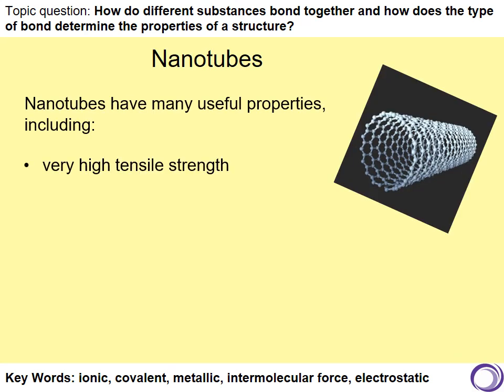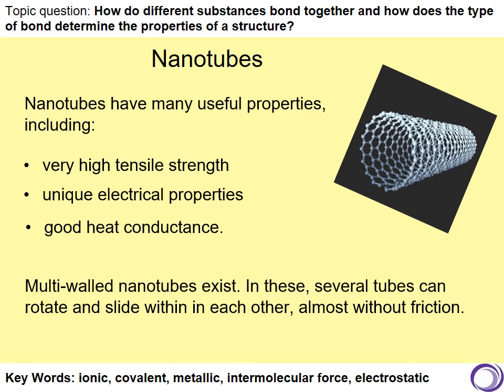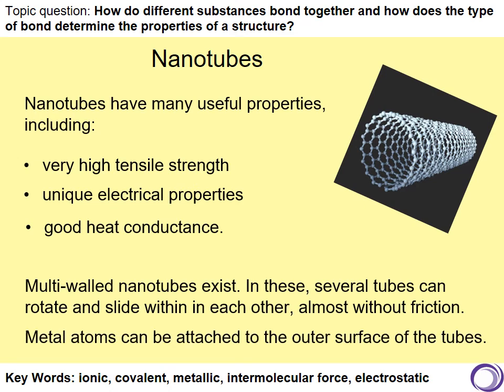So carbon nanotubes have many useful properties. They have a very high tensile strength. They have unique electrical properties and will conduct electricity. And they are good heat conductors. You can have multi-walled nanotubes, and in these several tubes are rotated and slide within each other. And metal atoms can be attached to the outer surface of the tubes.